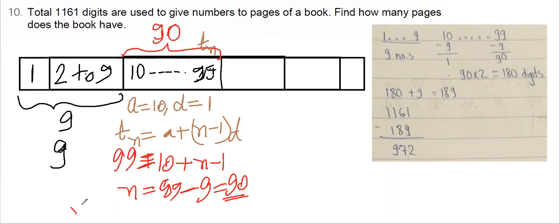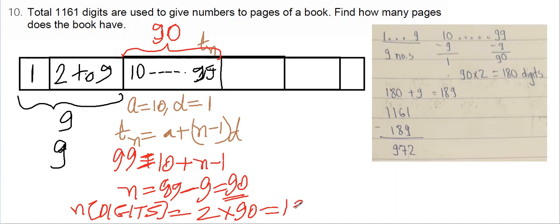And how many digits will it be? The number of digits will be 2 digits into 90, that comes to 180. So 180 digits are consumed from 10 to 99, and then 9 digits are consumed from 1 to 9. But how many digits does this particular book have? It has 1161. It means this book has 3-digit numbers also. How many 3-digit numbers will that be? I don't know, so I will assume that number to be x.